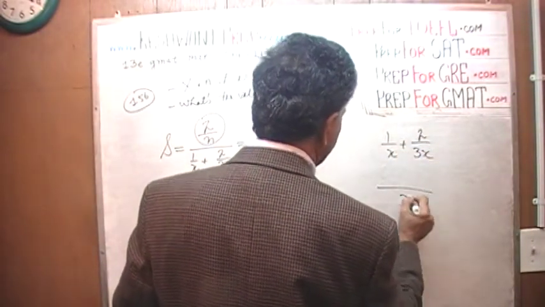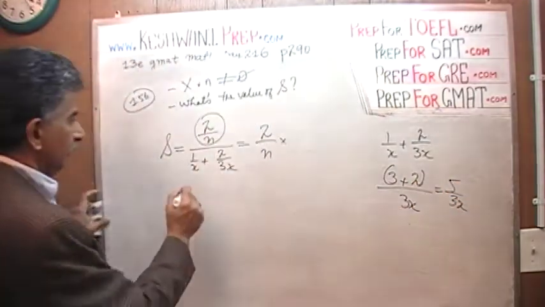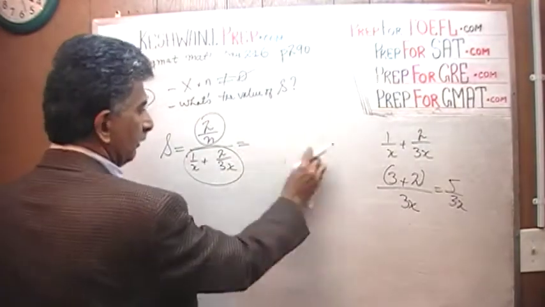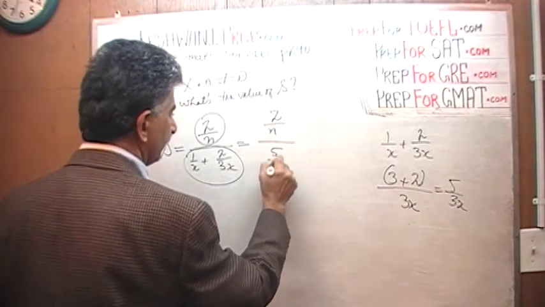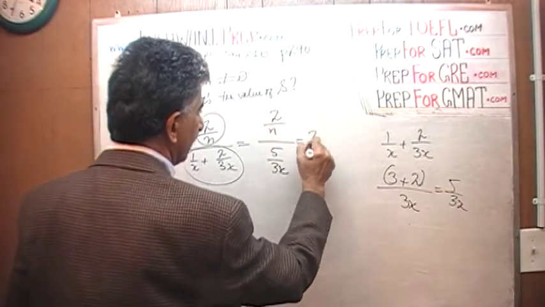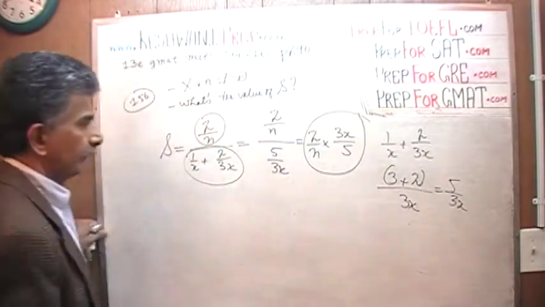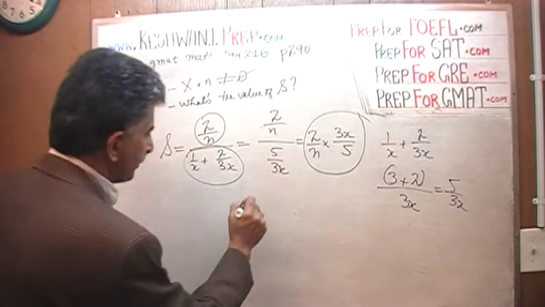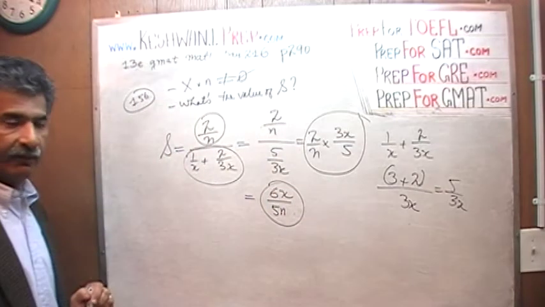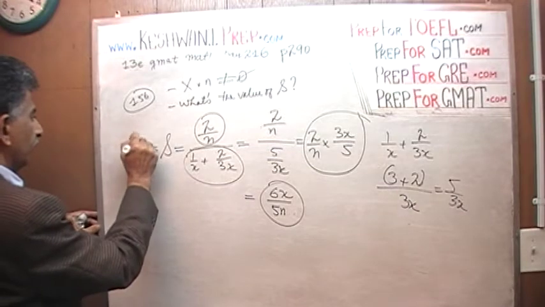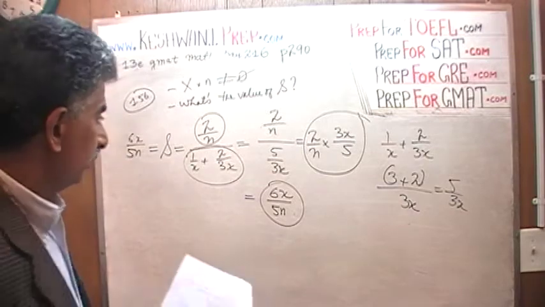The common denominator will be 3x. It will be 3 plus 2, which is 5 over 3x. That's what the bottom part boils down to: 5 over 3x. So we have 2 over n over 5 over 3x, which is the same as 2 over n times 3x over 5, which further boils down to 6x over 5n. Voila. 6x over 5n. You're going to make a note here: 6x over 5n. Now we are ready to look at the first statement.